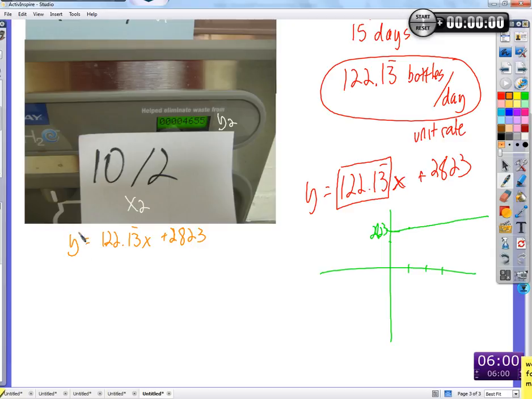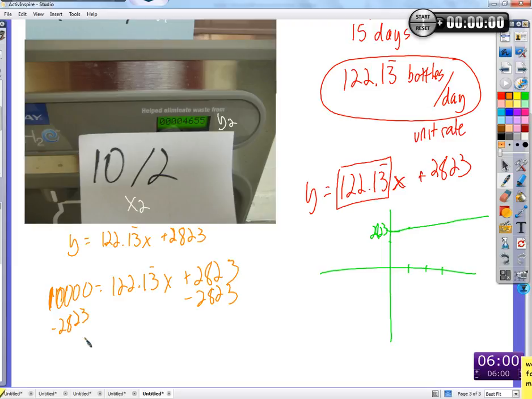For y, because y is the output, y is the number of bottles that we have saved. So 10,000 is y equals 122.13 repeating x, that's 2,823. And now the way we solve for x is just what you guys kind of did instinctively. We subtract 2,823 from both sides to find out how many bottles we actually have to save.